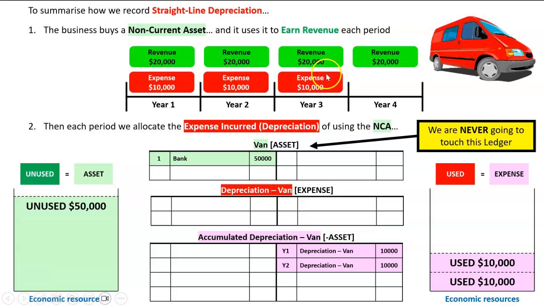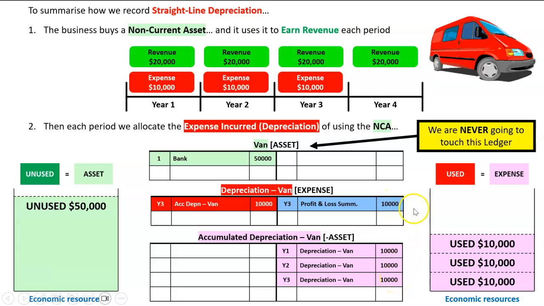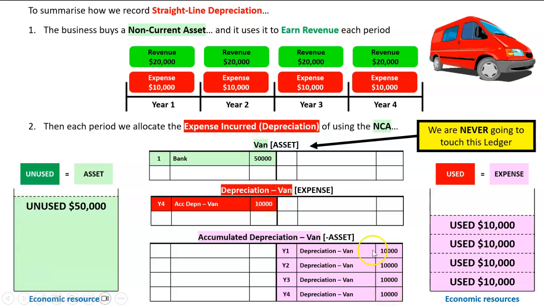Year three, we use another $10,000 of the van. So we'll do a debit to the expense account, credit to accumulated depreciation, close the expense account to profit and loss summary, resets to zero. And finally in year four, we use $10,000 of the van, debit to the expense, credit to accumulated depreciation, close the expense account to profit and loss summary, so it's reset to zero. And we can see I had a $50,000 van, so that's this account here. So it's unused economic resources, and I've used $10,000, $20,000, $30,000, $40,000 of that. So between the balance of these two, there's $10,000 of unused economic resources left.